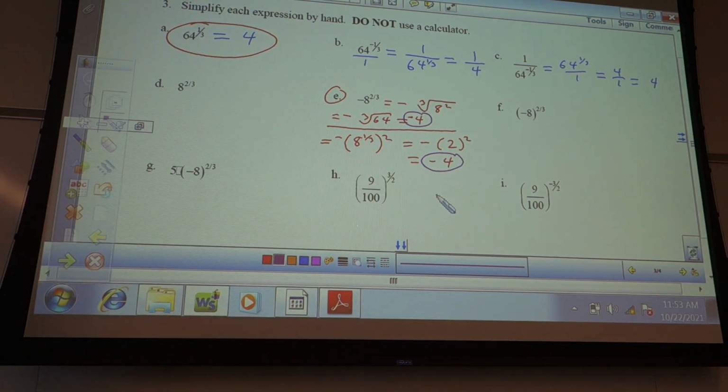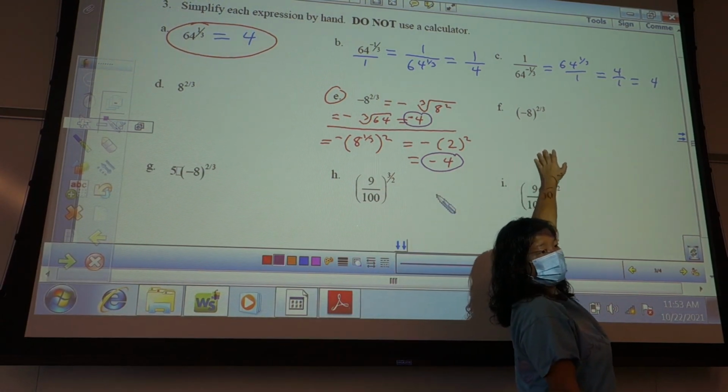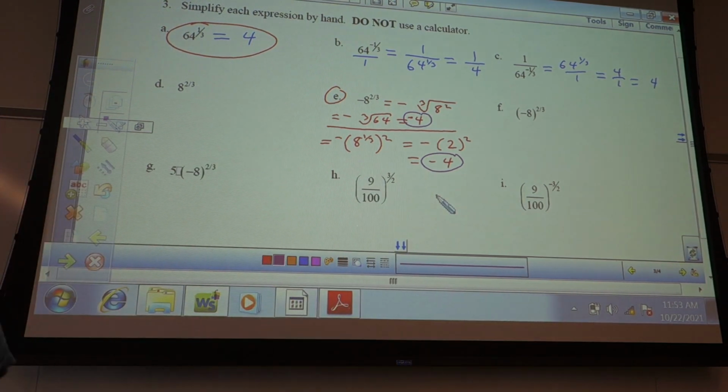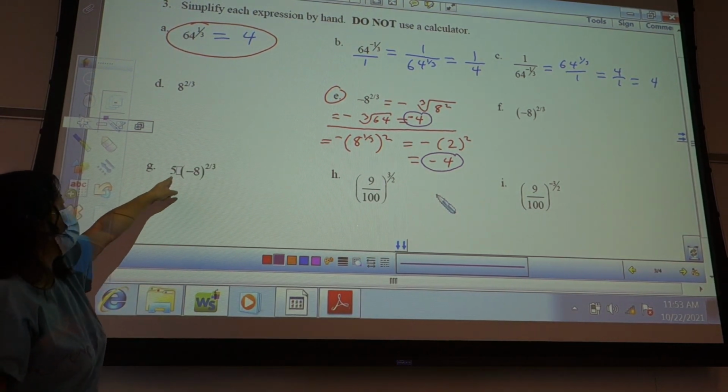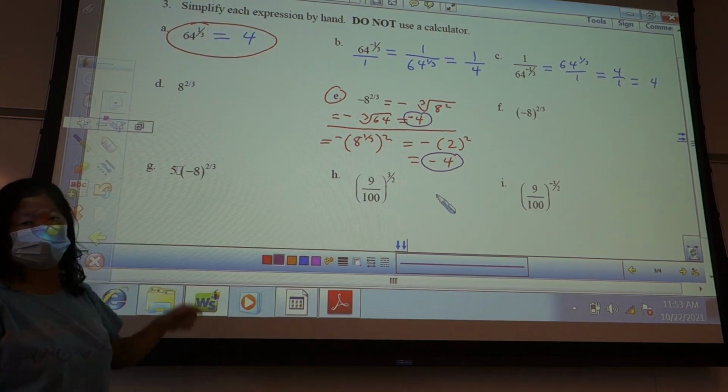Okay, so everybody do D, and then do F. Oh, and G, you can do G too. That's just a times. This is really 5 times that. That little box is just a multiplication symbol.